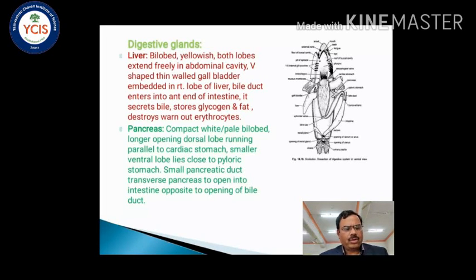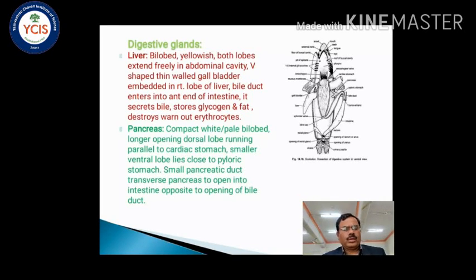These open into the anterior end of the intestine. Further, the pancreas runs parallel to the cardiac stomach. The smaller ventral lobe of the pancreas is close to the pyloric stomach, and the small pancreatic duct, which transfers pancreatic juice, opens into the intestine opposite to the opening of the bile duct. So this is all about the digestive system of Scoliodon.